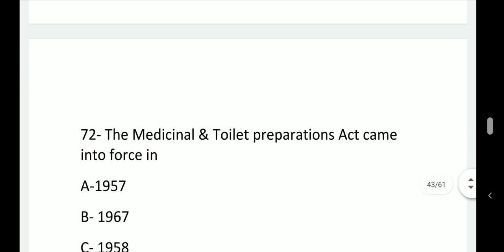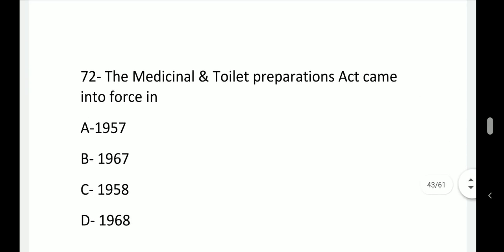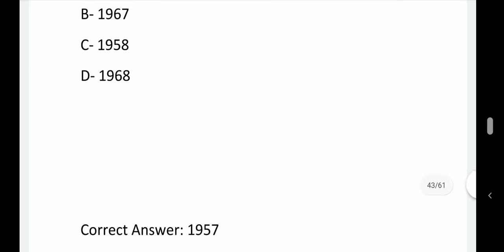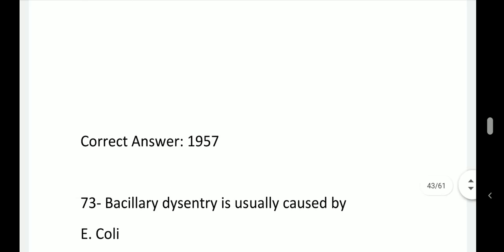Question number 72. The Medicinal and Toilet Preparations Act came into force in option A 1957, option B 1967, option C 1958, option D 1968. Answer is 1957. That is option A is the correct answer.